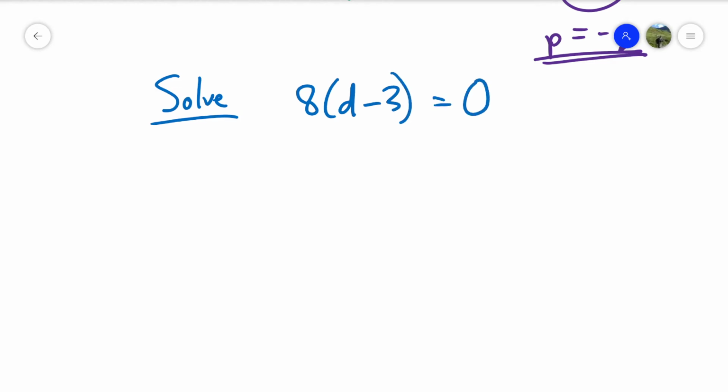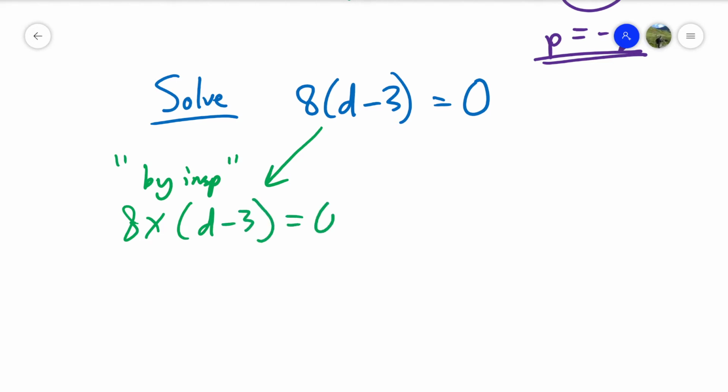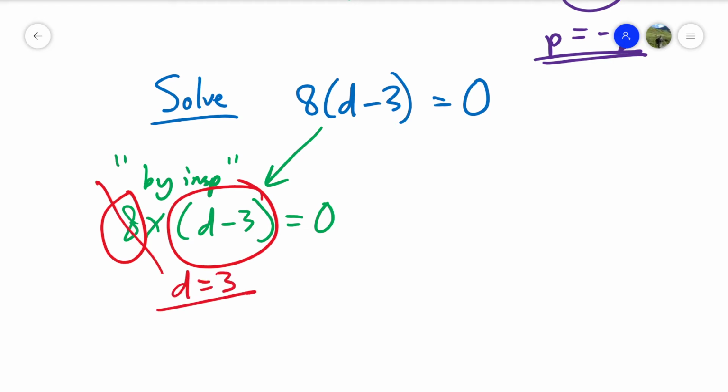Have a go in your own time. Come back to me by pausing. Come back to me when you're ready. We could do this by inspection again. Here's the thing. You've got two things multiplied together. You've got 8 being multiplied by d minus 3, making 0, which means 8 or d minus 3 must be 0. Clearly 8 isn't 0, so d minus 3 must be 0, so d is obviously 3.